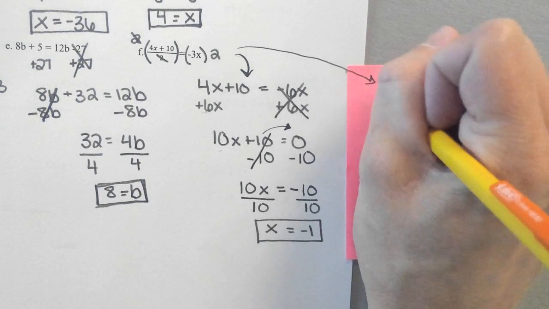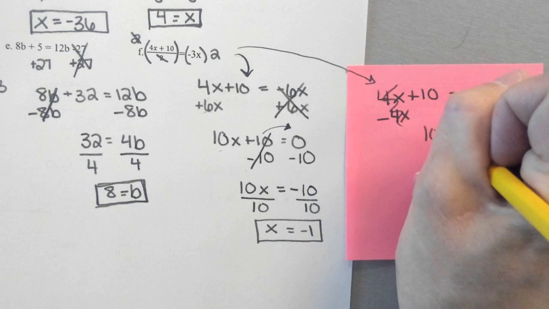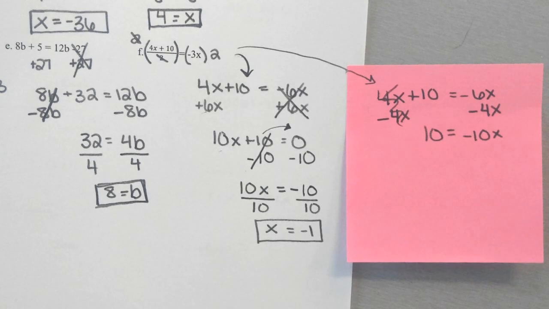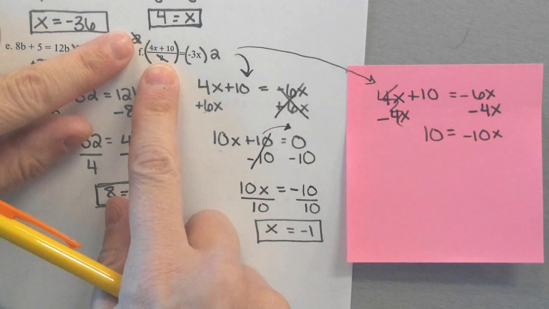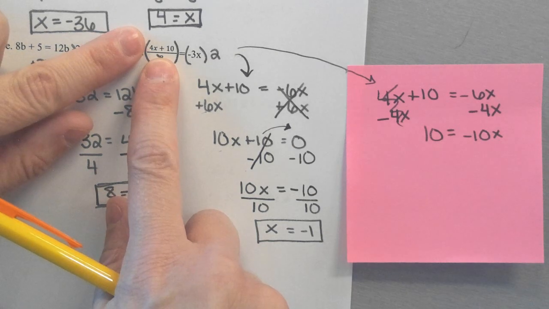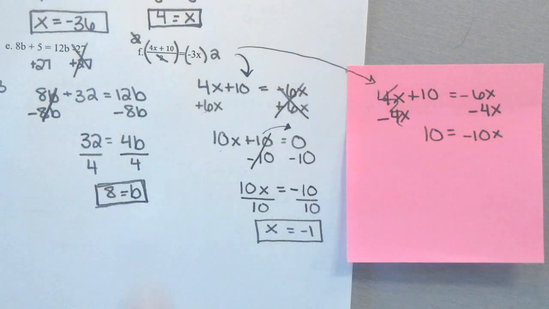Wait, when you did the 2 times all the different things, how come you didn't do 2 times 4x? Because the 2's cancel. So nothing in those parentheses gets changed? No, because they counteracted each other. They undid each other. Okay. So these undid each other, so I don't multiply by it. But this side truly gets multiplied because it doesn't have a denominator.